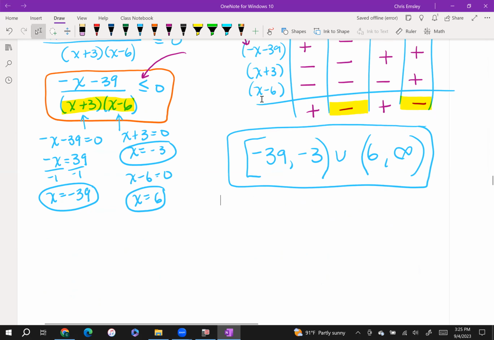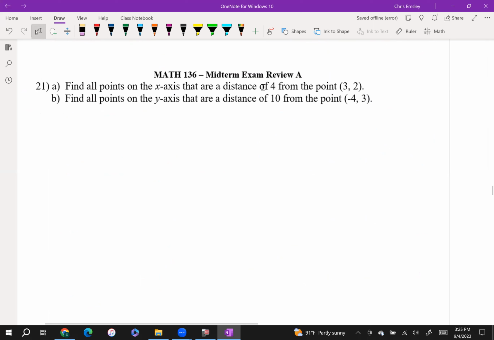Okay, next, number 21. 2 problems here, part A and B. We're first going to find all the points on the x-axis that are a distance of 4 from the point 3, 2. To do a problem like this, I like to sketch a little picture. I want to see what's going on. It helps me know how to set up my equation. So I'm going to show you guys the point 3, 2 be about there, right? And we want to find all the points that are a distance of 4 away from that. Not all of them that are on the x-axis. So 4 units away, I'm going to kind of sketch it out here.